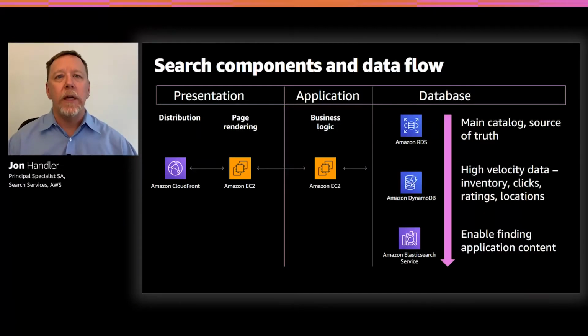And it's very common, you're going to flow your data from your catalog, you're going to pick up any high velocity information, you're going to add that to the JSON as the documents as you're sending them into Elasticsearch. And then Elasticsearch really here is a destination. It's not really a source for data. It's a way for you to provide search to your end user. So Amazon Elasticsearch Service is going to provide the search experience, and then you're going to bring that data from the main catalog for display to the end user.